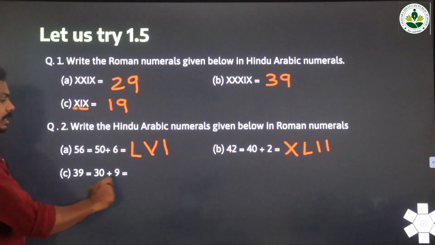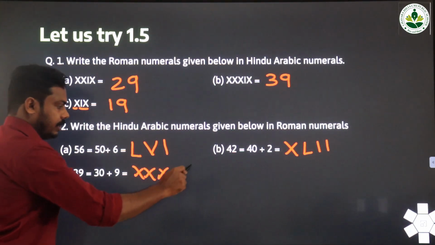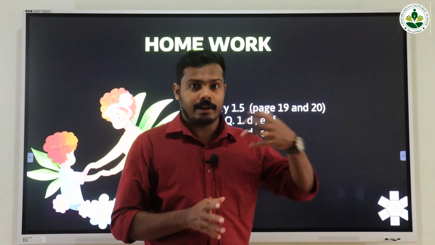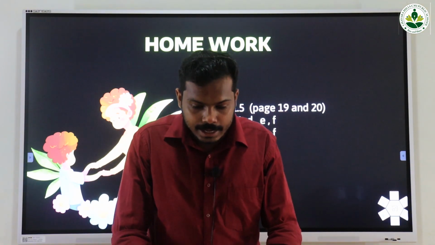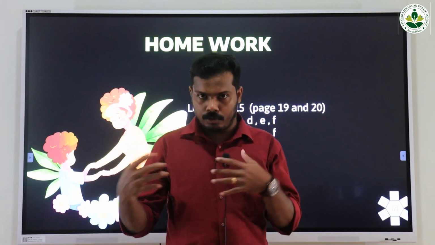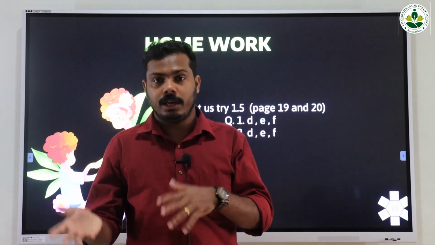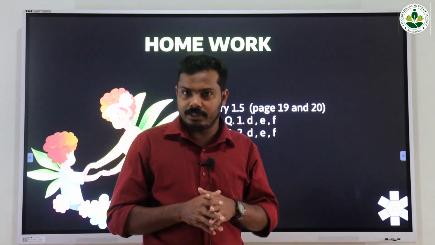Then for 39, 30 plus 9. 30 means XXX plus IX, 39. So today we discussed rounding of numbers and Roman numerals. These things you already learned in class 3 and class 4. So we just revise the things that you have learned in previous years: how to round numbers, how to write Roman numerals in Hindu Arabic, how to convert Hindu Arabic to Roman numerals.